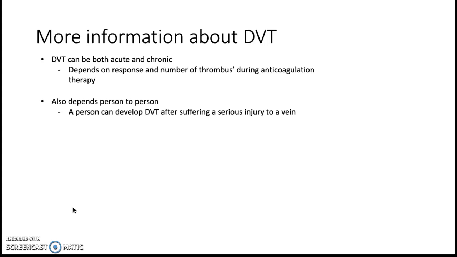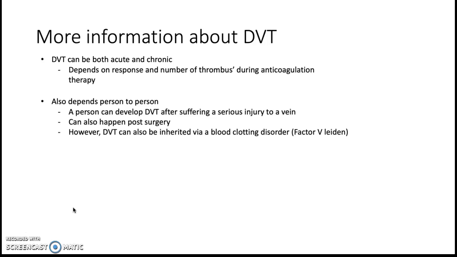Also, the way to develop DVT depends on the person. You can develop it after suffering a serious injury to a vein, which I mentioned earlier. It can also develop post surgery. During surgery, you could get an injury in your vein, which could cause blood clots and result in DVT. However, it can also be inherited via a blood clotting disorder, like I went over. The most common blood clotting disorder being factor V Leiden.